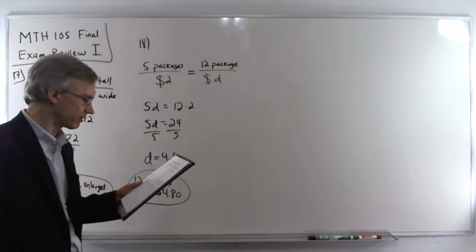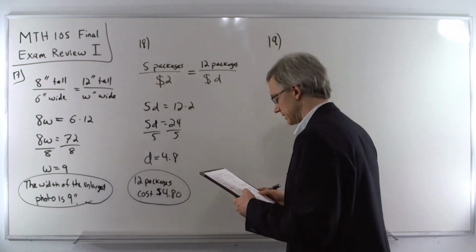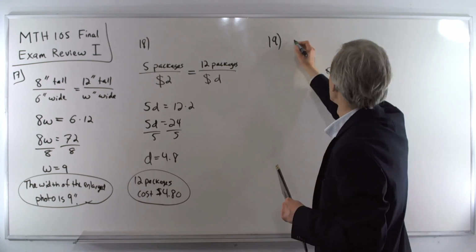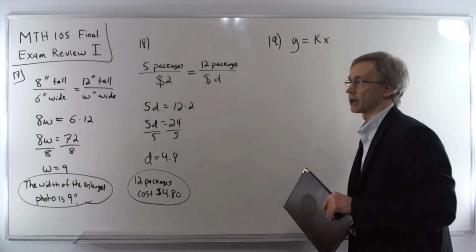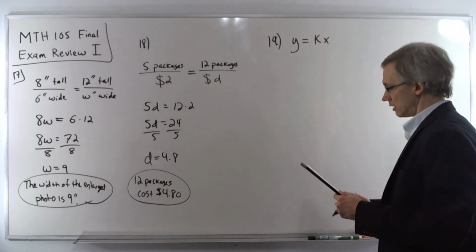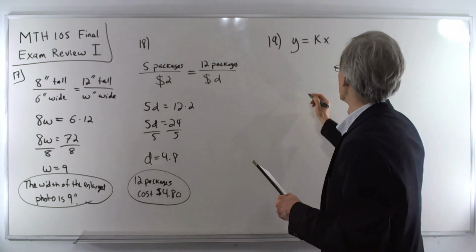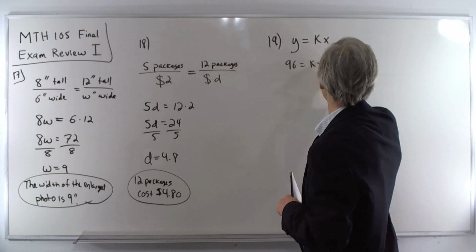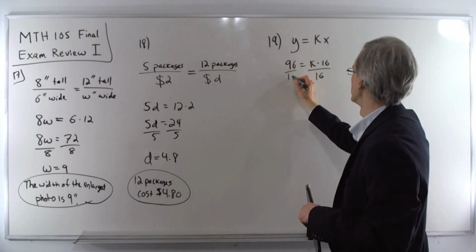Now problem type 11, we're going to do variation. Starting off with number 19. It says y varies directly with x. So we know that the equation for that is y equals kx, with k being the constant of variation. All right, now y is 96 when x is 16. So we can plug these values in. Get 96 equals k times 16. And we'll solve for k. That will give us the constant of variation.